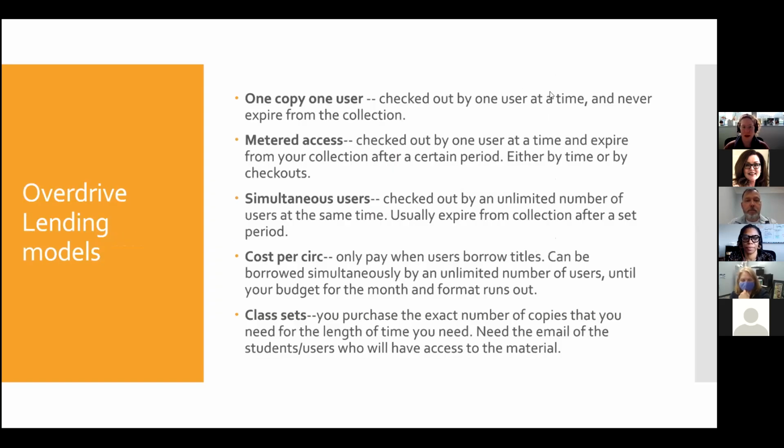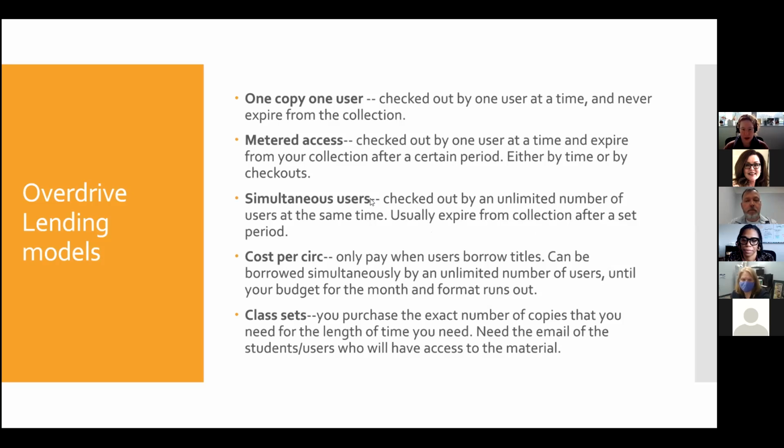OverDrive lending models: you have your basic one copy, one user, which you check out items to one user at a time. Never expires from your collection. It is very similar to basic physical book checkouts. Metered access checkouts can be checked out by one person at a time and expire from your collection after a certain period of time, either a time period, maybe 36 months, or by a certain number of checkouts. Simultaneous use can be checked out by an unlimited number of users at the same time, and they usually expire from your collection after a set period of time.